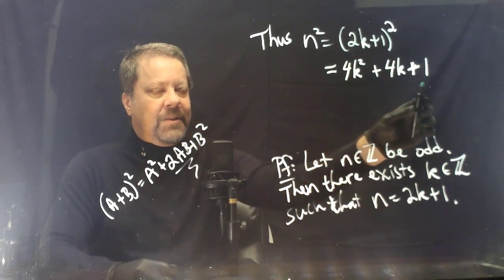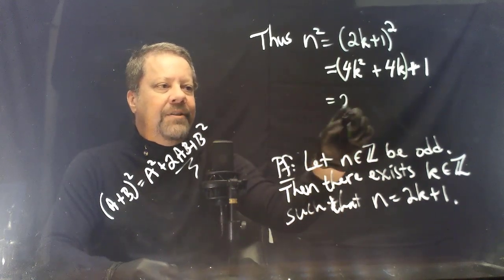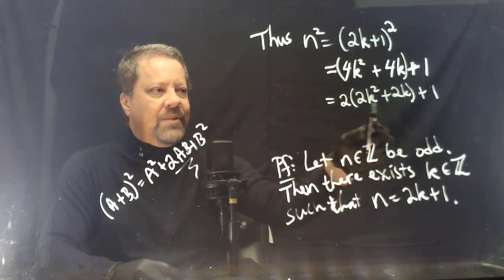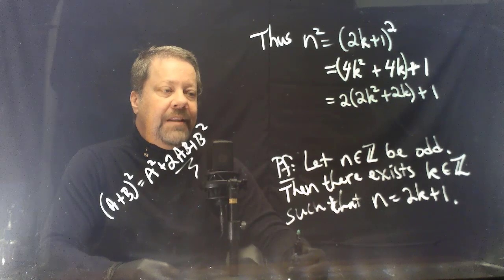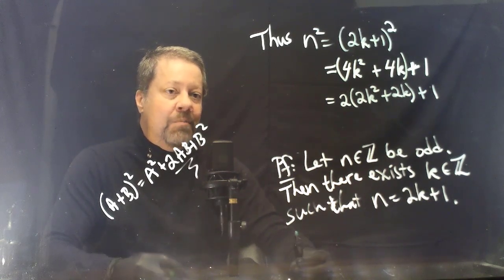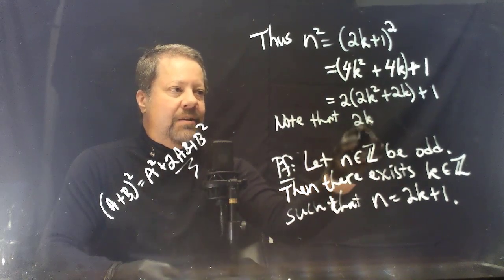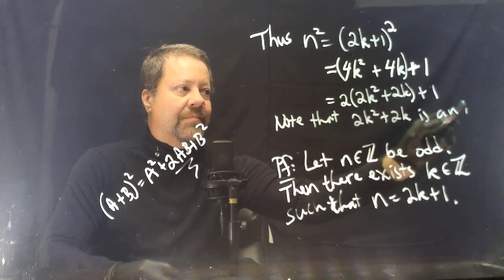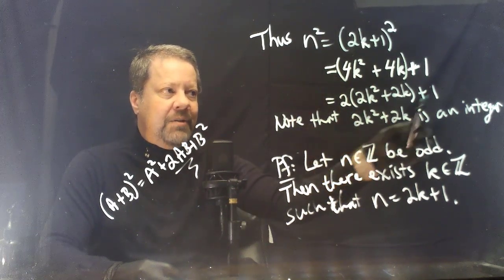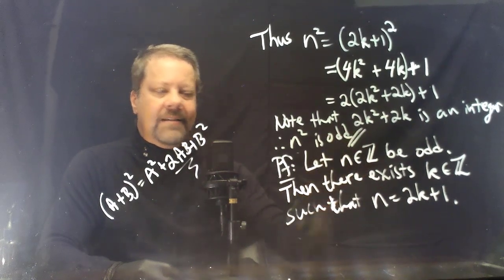Now, I need to make this expression look a little bit more like this. So what we'll do is group these first terms here and factor a 2 out. And we'll note that 2k squared plus 2k is an integer because of the closure laws of addition and multiplication for the set of integers. If you add two integers, you get an integer. If you multiply two integers, you get an integer. So I'm going to note that 2k squared plus 2k is an integer. So that means that n squared can be written as 2 times an integer plus 1. Therefore, we deduce that n squared is odd. And that completes our direct proof.